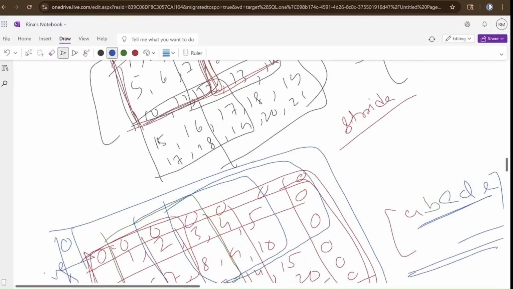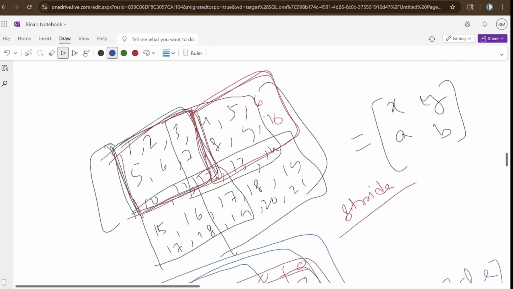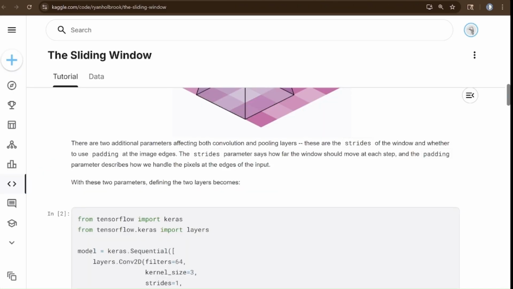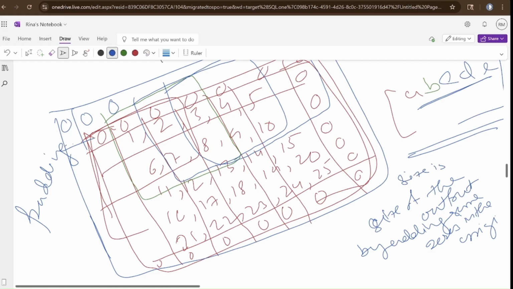So stride and padding are two concepts which are used. Stride means what is the step you want to take, like how much you want to slide, and padding is adding some zeros so that the size doesn't get reduced. Clear? Now let's read. There are two additional parameters affecting both layers. These are called strides of the window, and whether to use padding at the image edges. Now the strides parameter says how far the window should move at each step. I have told you padding parameter describes how we handle the pixels at the edges of the input. See, these are the edges of the input.